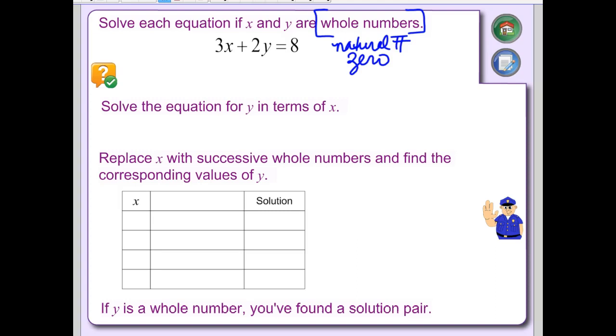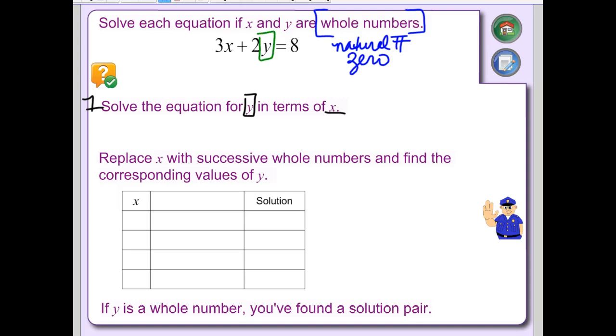Now, here we go. What to do when? This is a two-step process. The first thing we have to do to find all the answers that are whole numbers, the directions may also say they want whole number solutions, is solve the equation for y in terms of x. Well, that just means I need to get y alone. Isolate the variable by inverse operations.